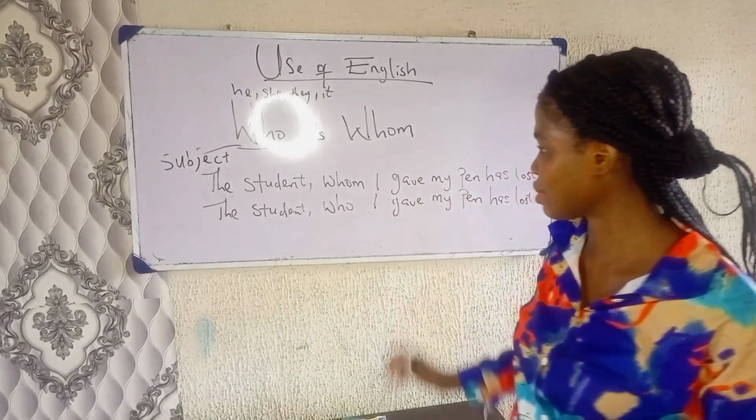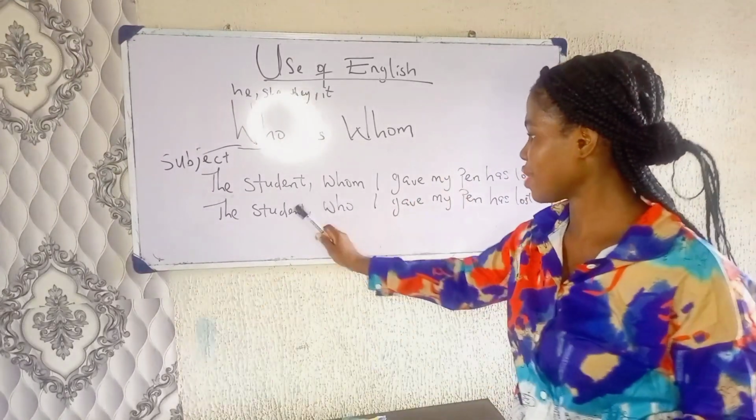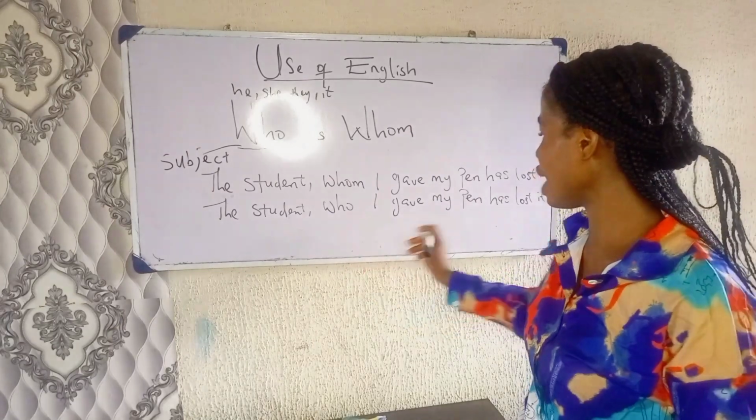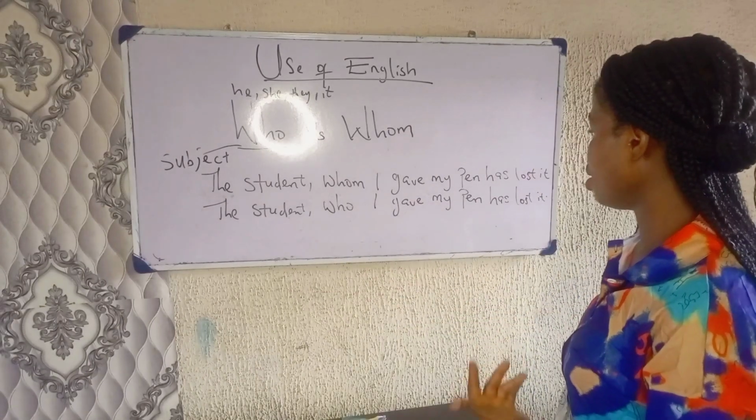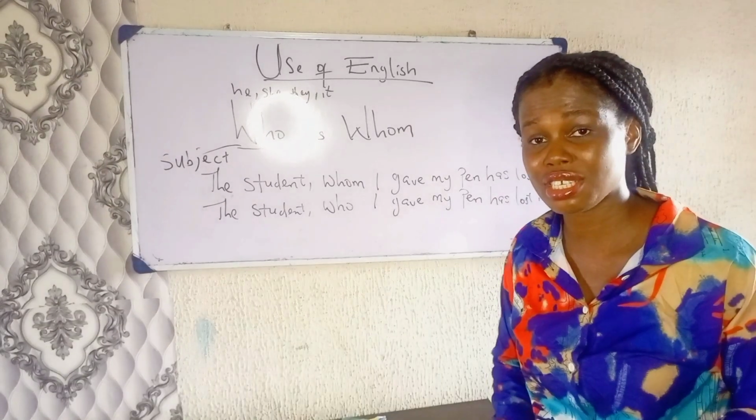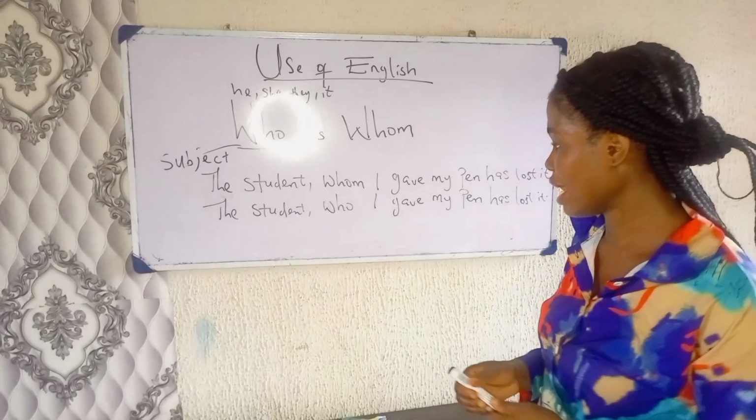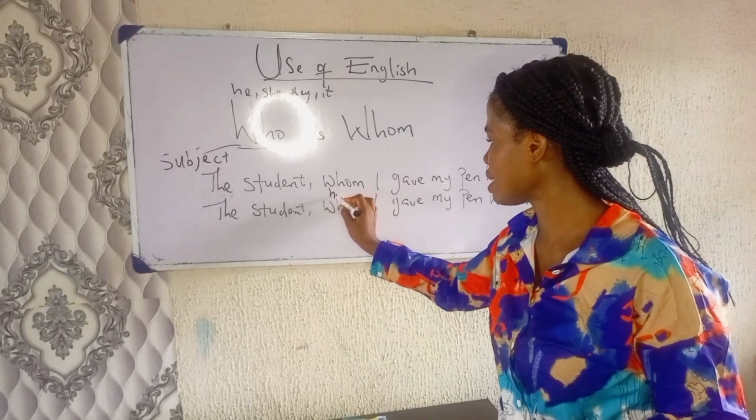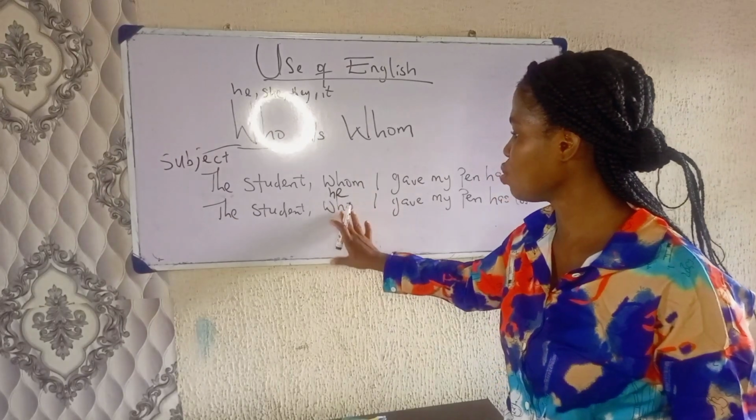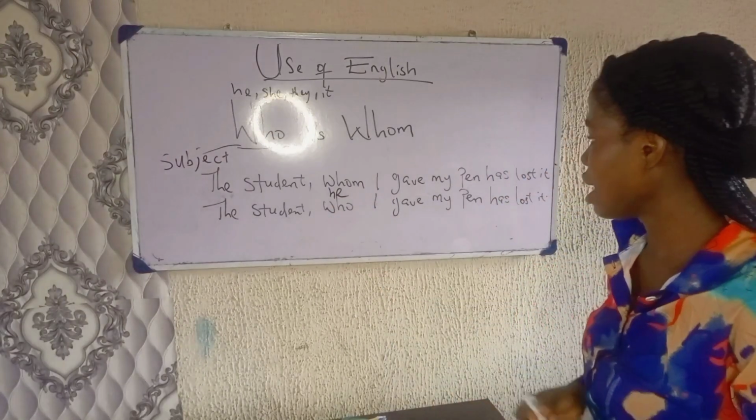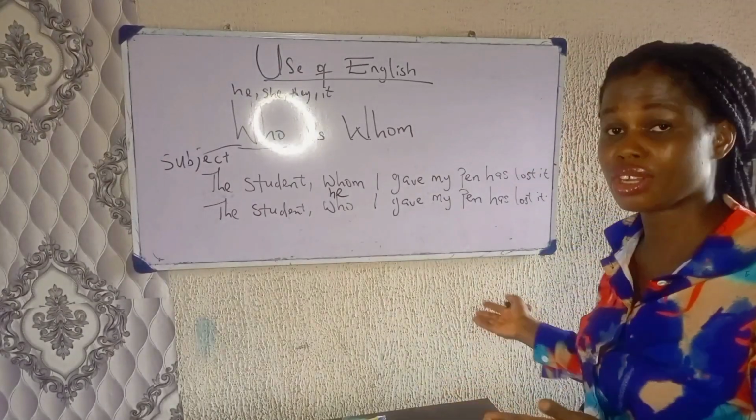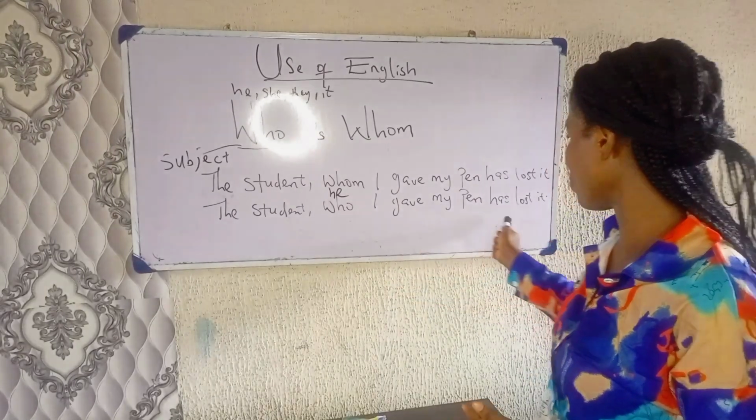Now let's look at these examples. The student whom I gave my pen has lost it. The student who I gave my pen has lost it. Which of these sentences is correct? If I replace this who with he in this sentence, does it make sense? Does it sound correct? Of course not. He I gave my pen is not correct.